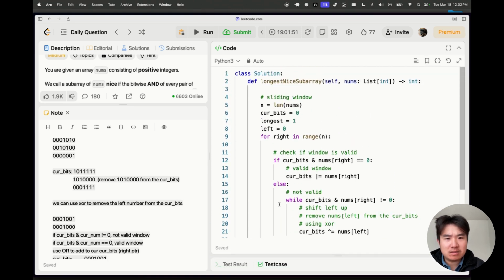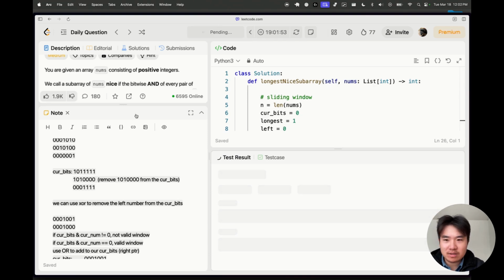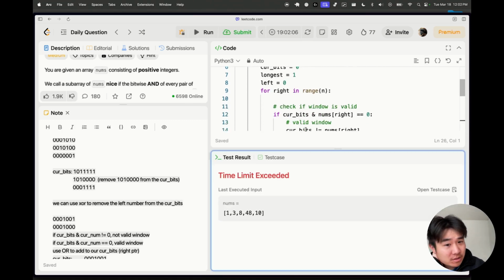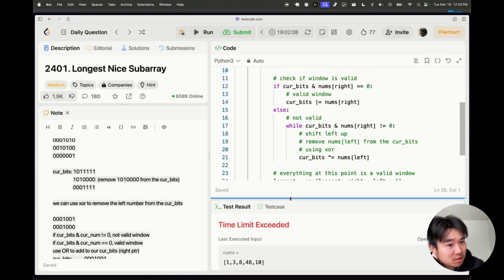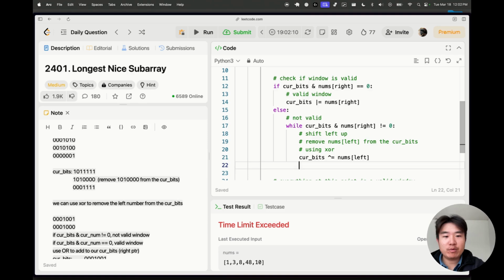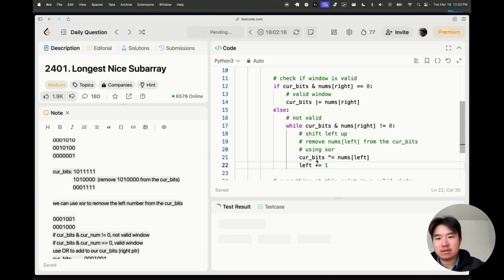I think that's it. Let me run it. Oh, I didn't shift left up. Ugh. Okay, we removed left, but the most important thing about the sliding window is that we shrink it. We have to shift left up. Let me run that again.